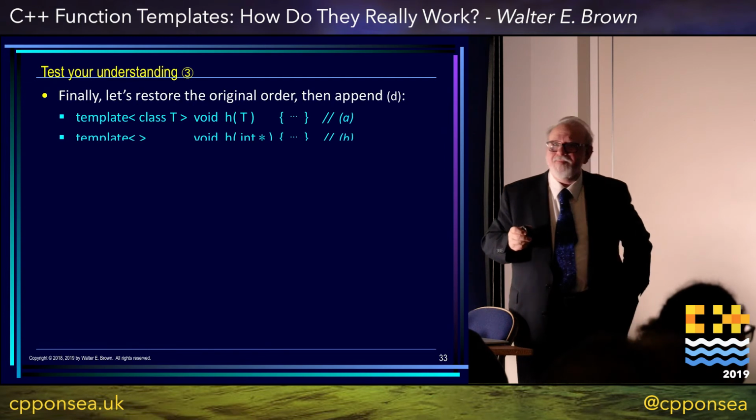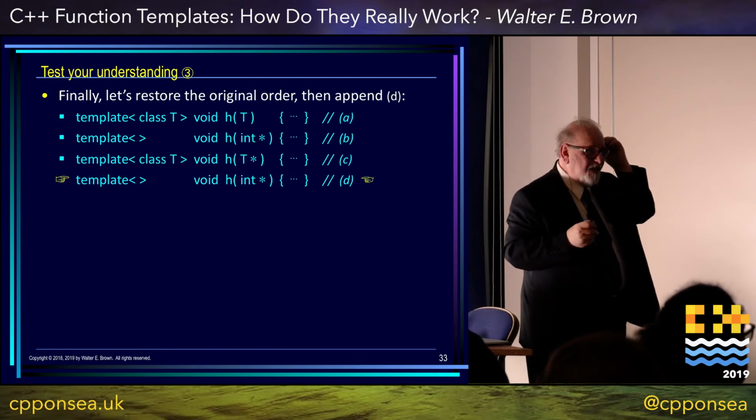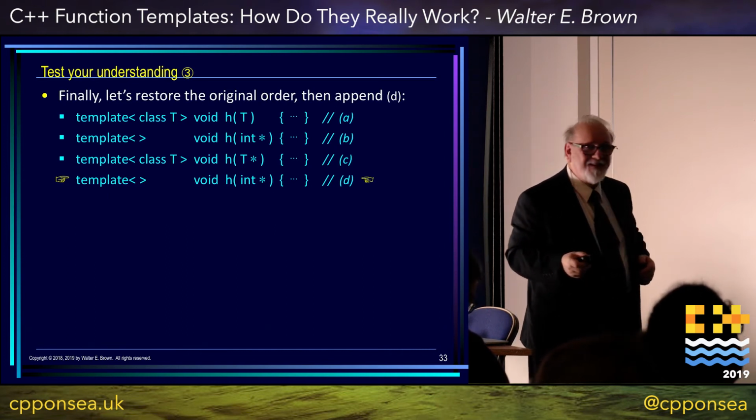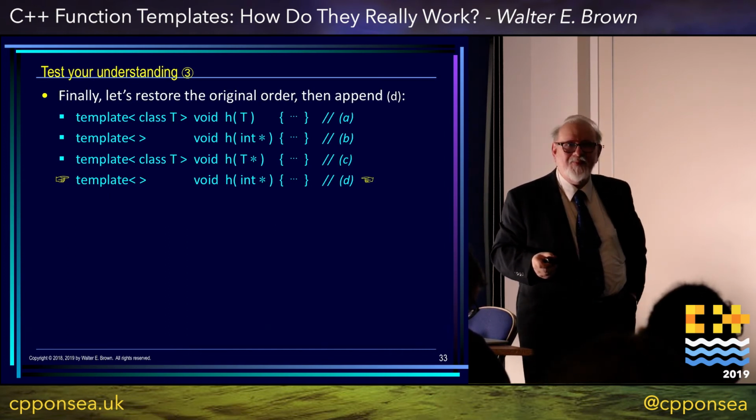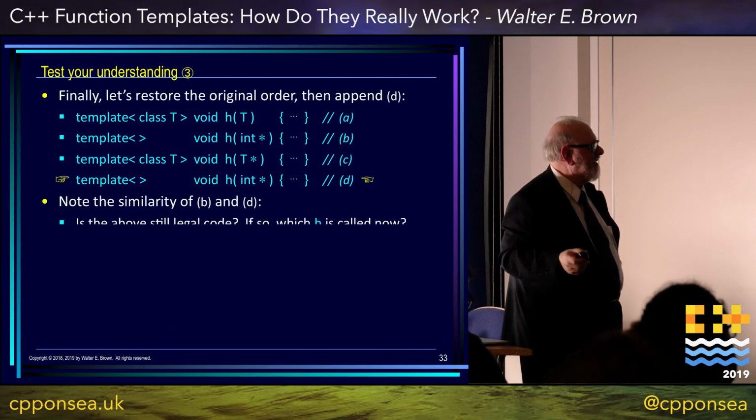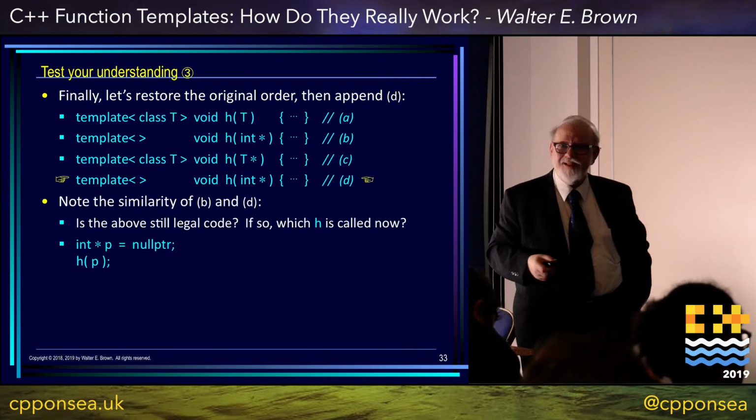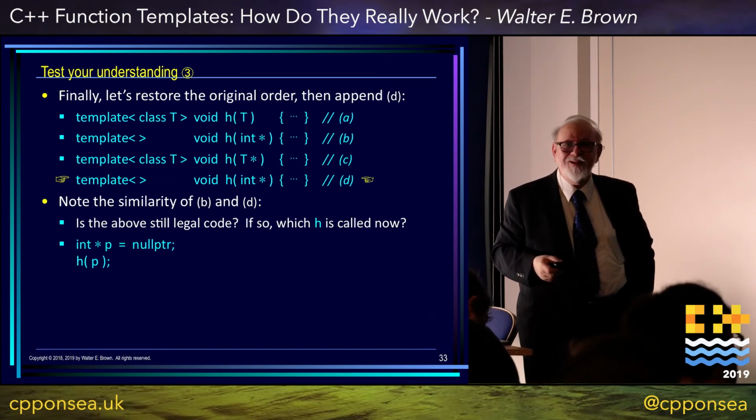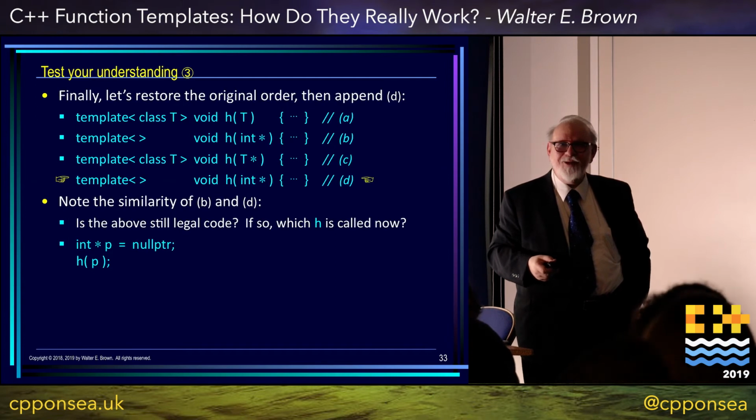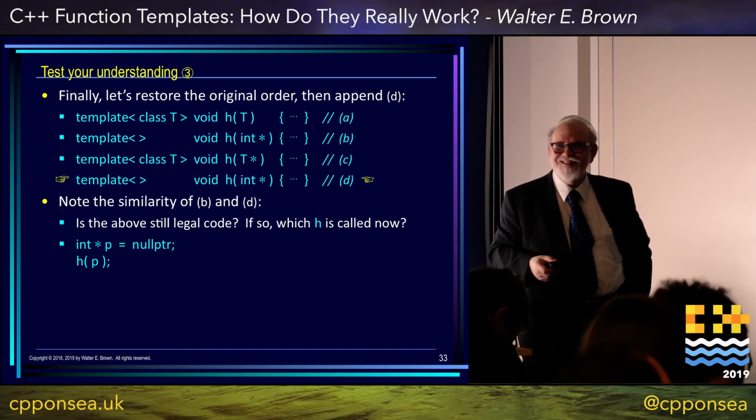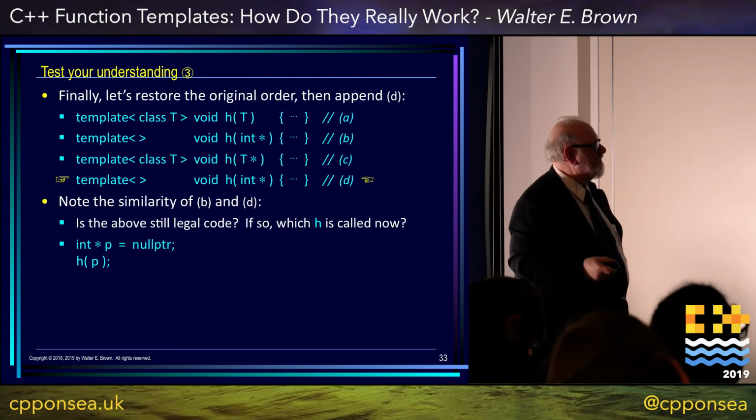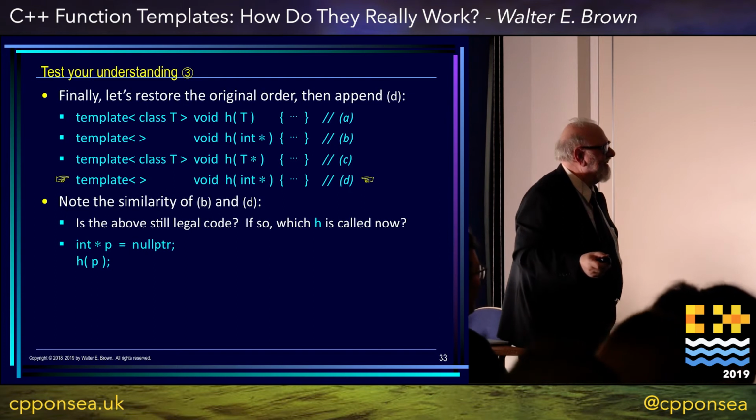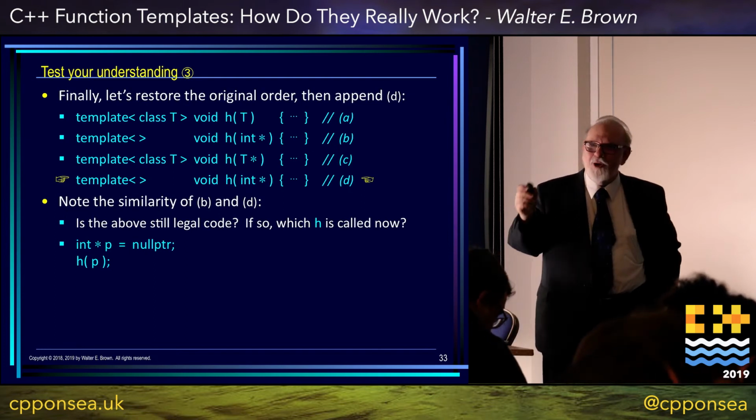One more. Restore the original order and append one more line. Okay? Yeah, B and D are pretty similar, aren't they? This is valid code, people. It's valid code, no tricks. Okay, you can try it. With a modern compiler, please. All right? All right, go.